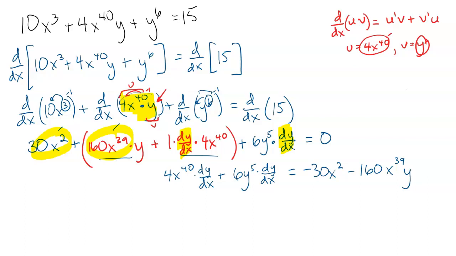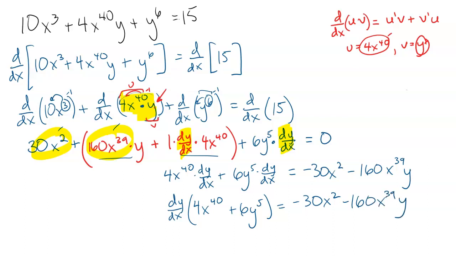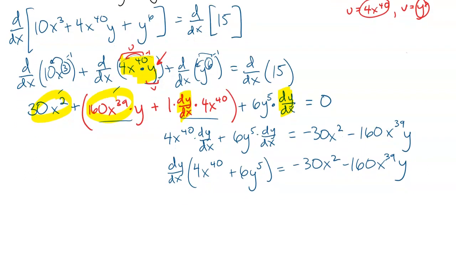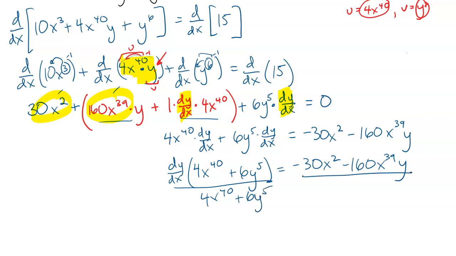So how do we get the dy dx's now by itself? Since they're both a factor of both of these, we can factor it out to the front. And I'm left with 4x to the 40th plus 6y to the 5th is equal to the other side. And then lastly, since we have dy dx times this whole thing, we can just divide, and it'll give us our dy dx by itself.